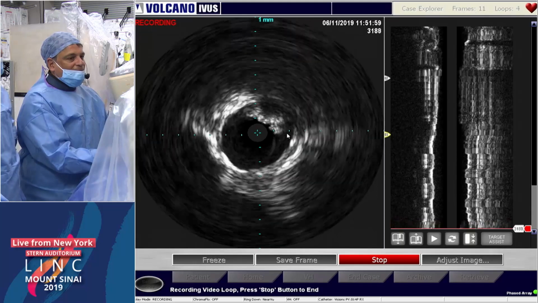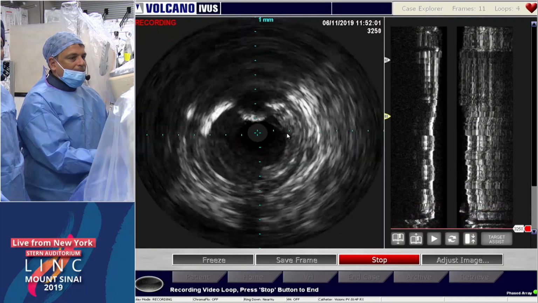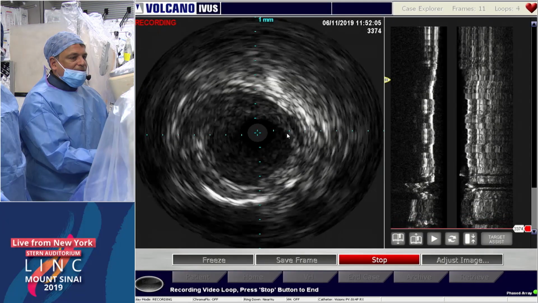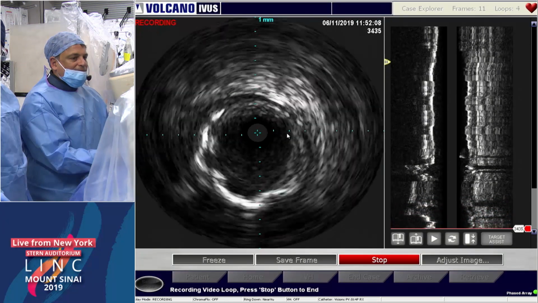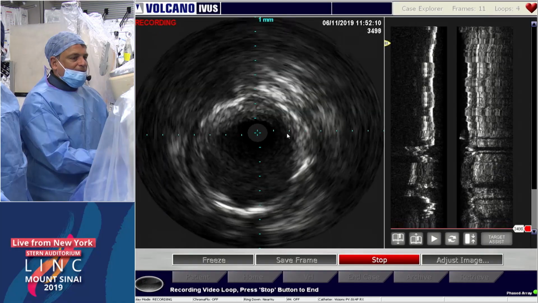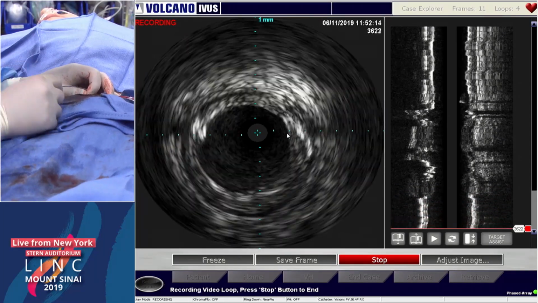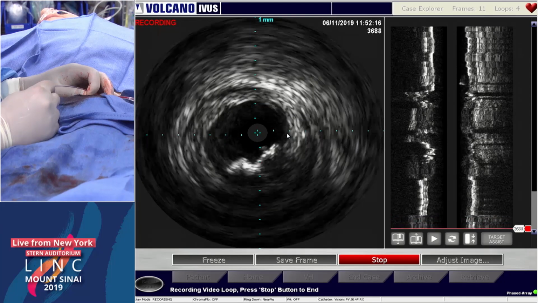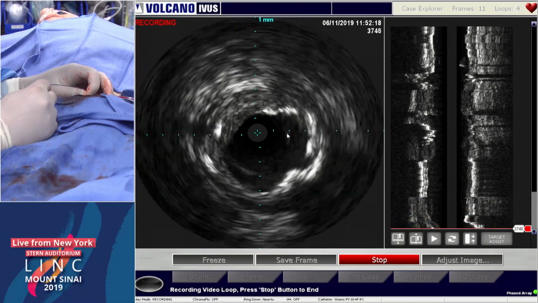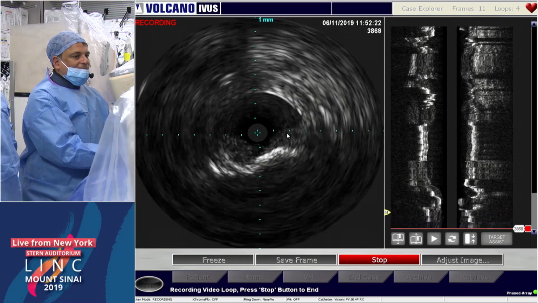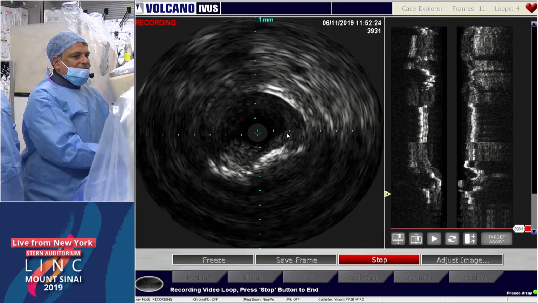So we're just going to pull back further. And not much. We had a good lumen there. Just want to come back to the ostium, which looked suspicious before. See where we are. We're in the proximal. And that's not the ostium? No. All right. That's the ostium. Yeah. Maybe above. That's the ostium.